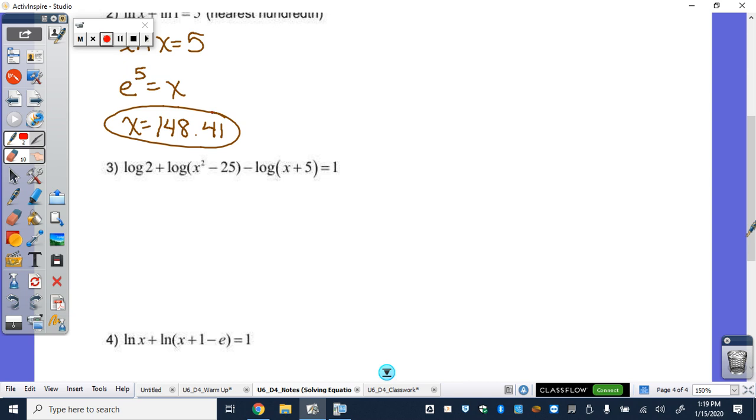All right, number 3, we have a couple of things we have to do for our condensing. What's happening between the 2 and the x squared minus 25? Multiply. And then what's happening with the x plus 5? Division. So we have the log of 2 times x squared minus 25 over x plus 5 equals 1.